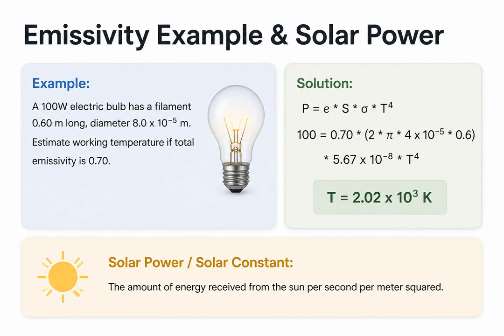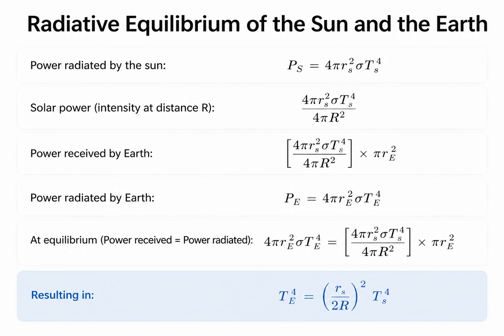This understanding of real-world radiation and power output leads us directly to the concept of solar power and the solar constant, which measures the exact amount of solar energy hitting a square meter of Earth every second. We will derive the expression for the solar constant in the next segment. Let's examine the radiative equilibrium between the Sun and the Earth.